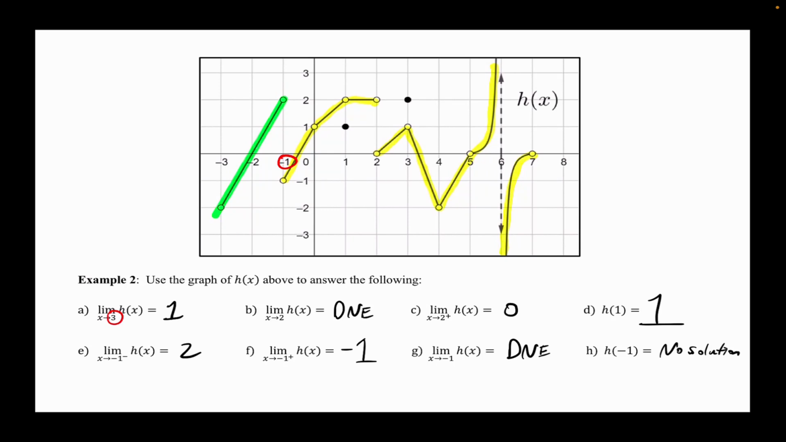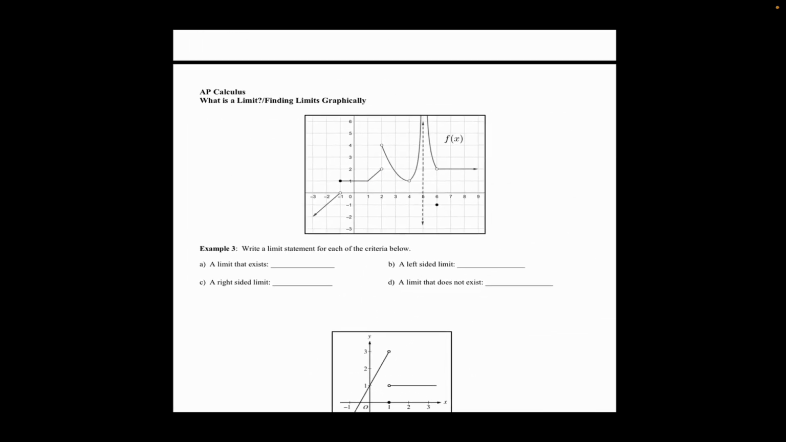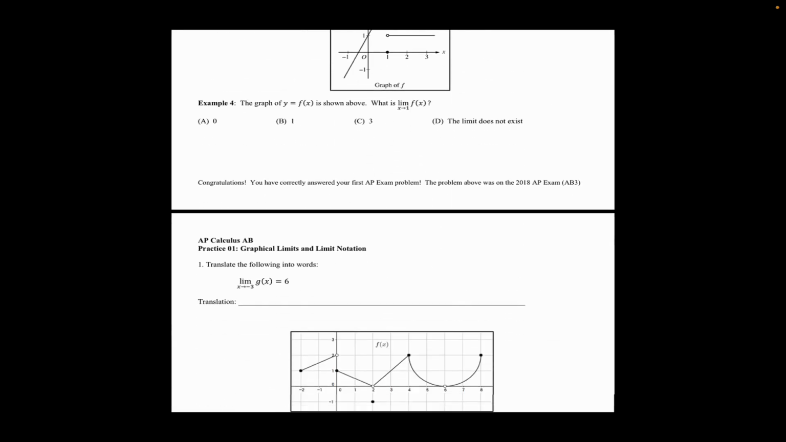Where else? There's a couple other spots. 2. 2, there's no answer. How about 4? Is there an answer at 4? 5, 7. It's got a lot of no solutions. So if it said H of 2, you would say no solution. If it said H of 4, no solution. H of 5, H of 7, those two. Okay, the last page. The last page is just some more practice.